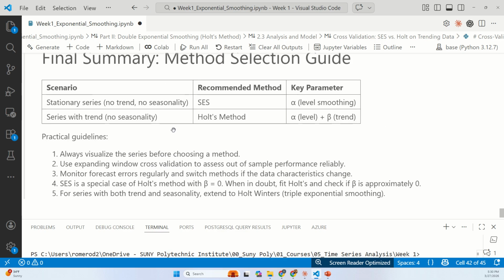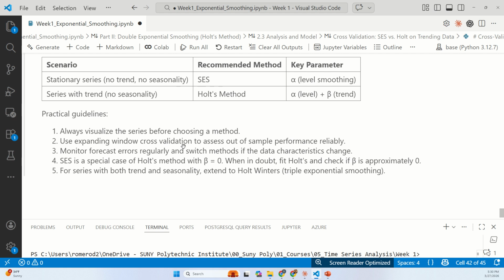So for method selection, it's always important to first visualize. If it's stationary, you can try the simple exponential smoothing. If there is a trend without seasonalities, you can try the Holt method, which also includes the trend. Remember always to visualize your data. And these are not the only methods that we're going to cover. In our next video, we will see how to handle seasonalities. And then in the upcoming weeks, we will discuss alternative methods that go beyond the exponential smoothing techniques.